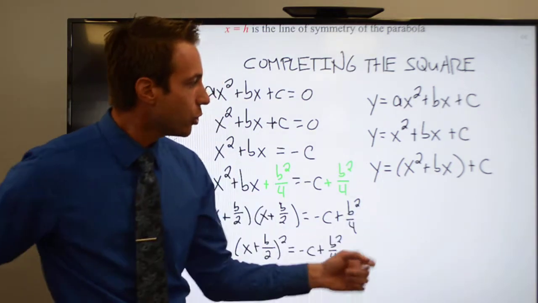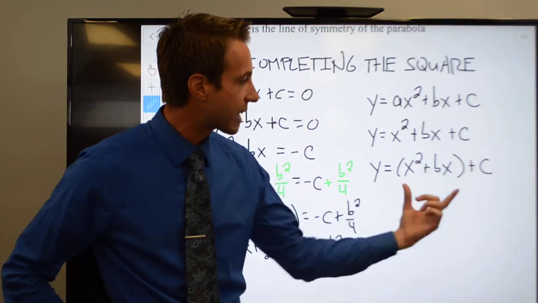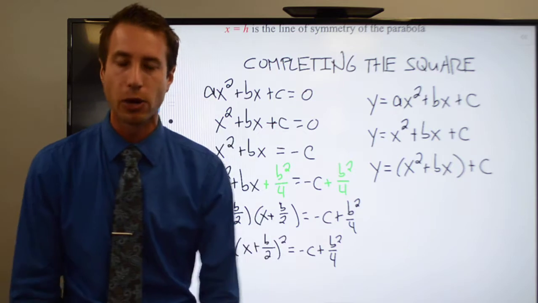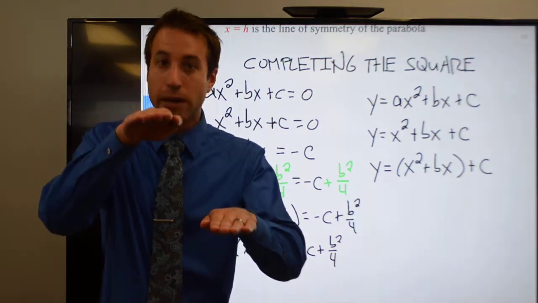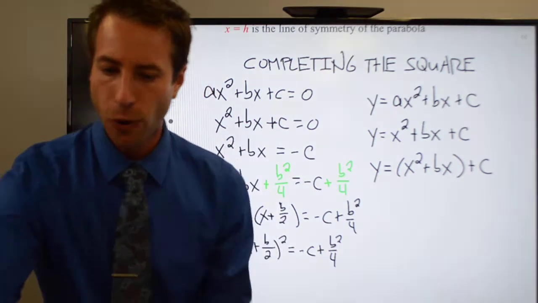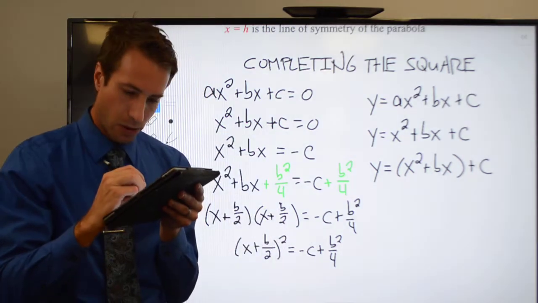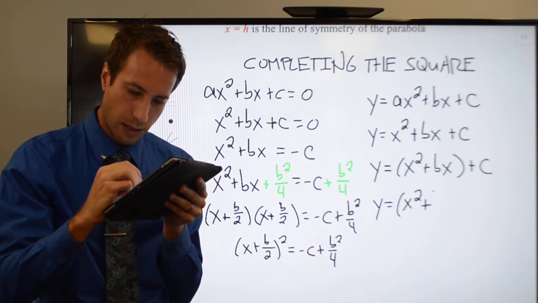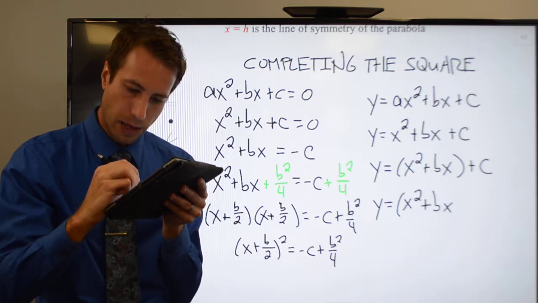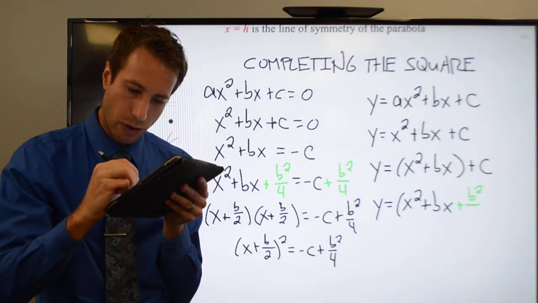Well, what we're going to do here is, I have an x squared plus bx, and I want this to be a perfect square trinomial. So inside the parentheses, I'm going to add b squared over 4. So let's do that. Y equals x squared plus bx plus b squared over 4.